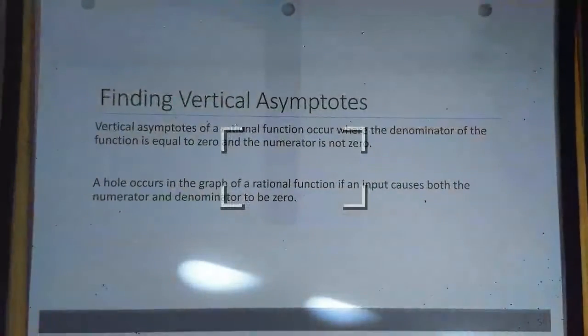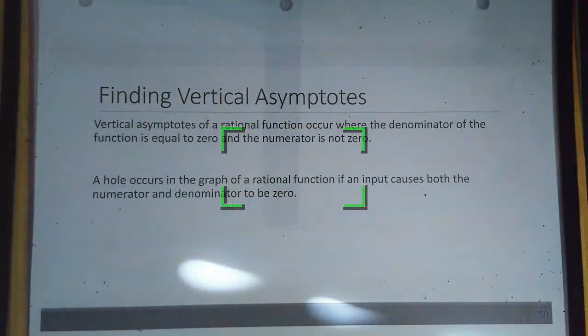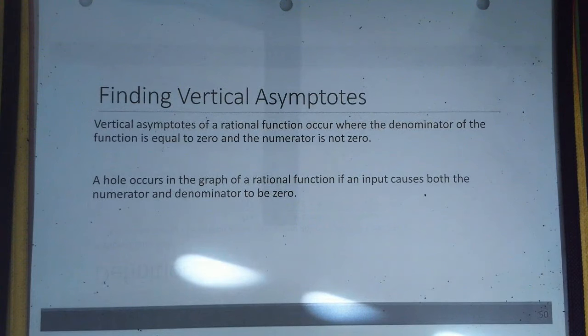So we're going to start by finding vertical asymptotes. Vertical asymptotes, remember, are the vertical lines where our function values go toward positive or negative infinity on either side. So these vertical asymptotes of a rational function occur where the denominator of the function is equal to 0 and the numerator is not equal to 0. So what we're going to do is figure out what values are going to make the denominator equal to 0, and those could be our vertical asymptotes.